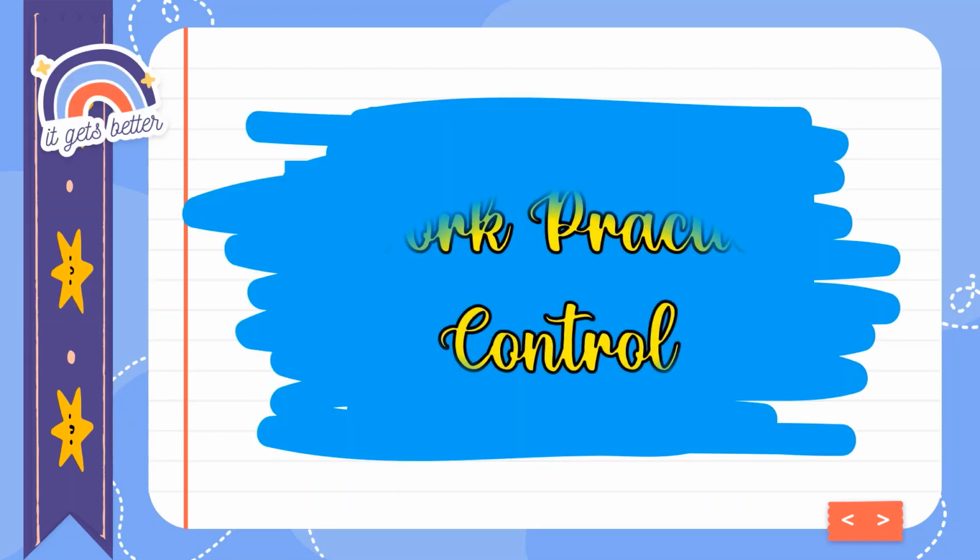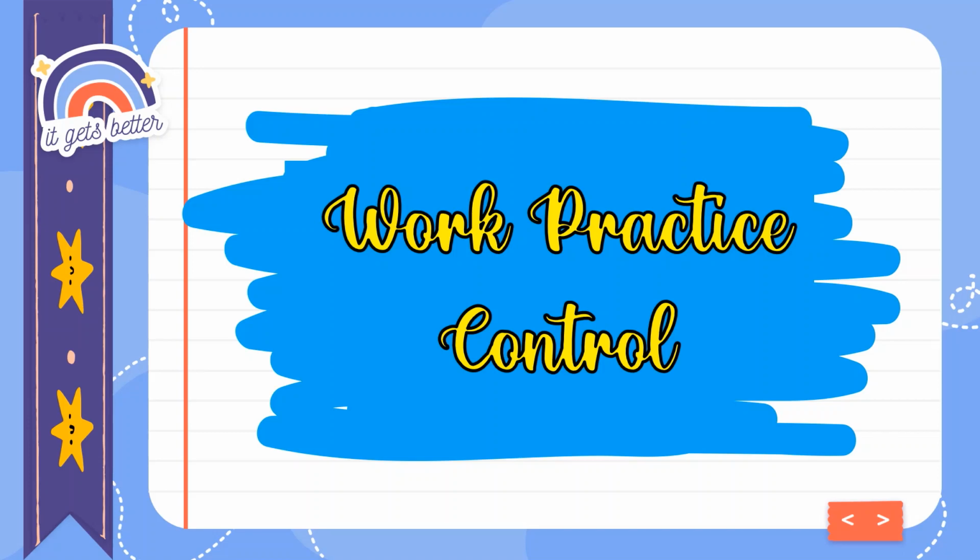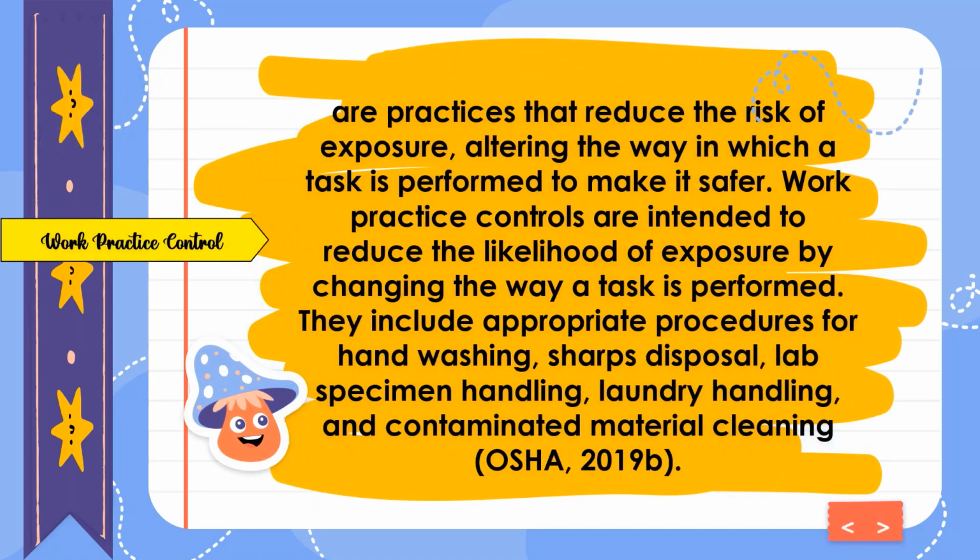Next is work practice control. Work practice controls are practices that reduce the risk of exposure, altering the way in which a task is performed to make it safer. Work practice controls are intended to reduce the likelihood of exposure by changing the way a task is performed. They include appropriate procedures for hand washing, sharps disposal, lab specimen handling, laundry handling, and contaminated material cleaning.